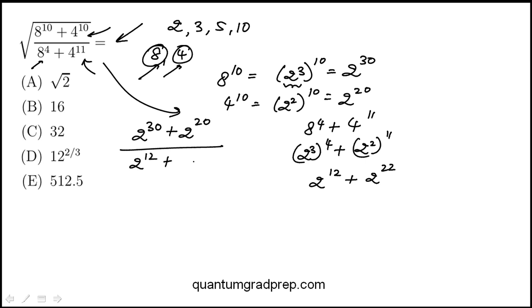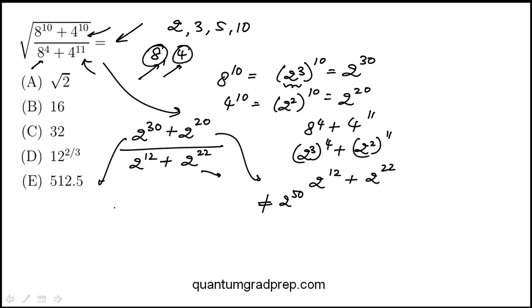Now, when you see a sum of exponent terms, the other thing to always keep in mind is you can't add these, meaning 2 to the 30 plus 2 to the 20 is not 2 to the 50. That's the most common trap. And same thing, we can't do that here. What you can always do is factor out the largest common term.